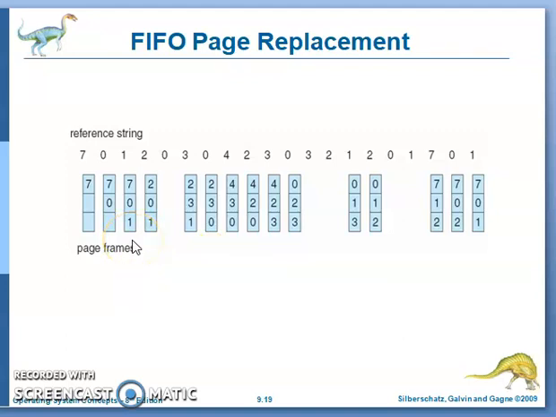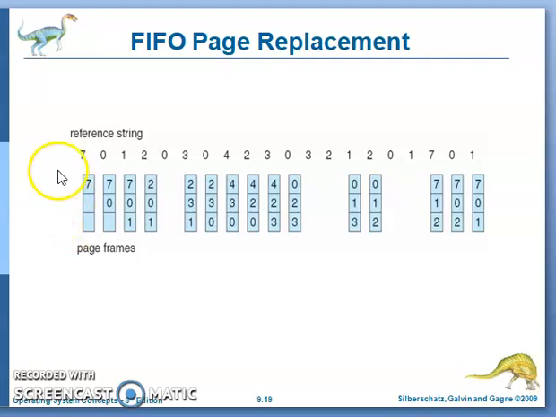Just calculate the number of page faults. Initially, consider there are 3 free frames. Whenever page 7 occurs, load 7 into the first free frame. The next string is 0. 0 is not in the frames and there is a free frame, so load 0 into the next free frame. So we have 7, 0. Here is the first page fault, and this is the second page fault. If the page is not available in the frames or physical memory, a page fault occurs.